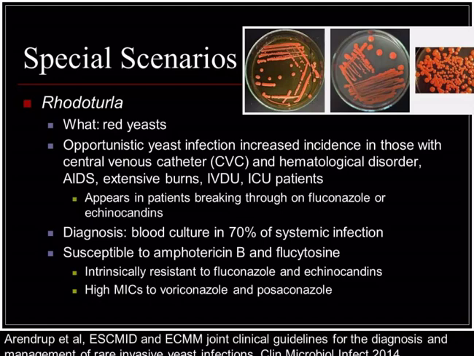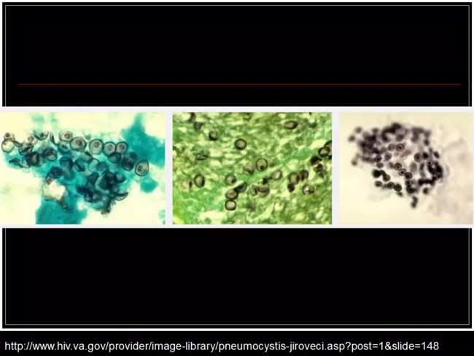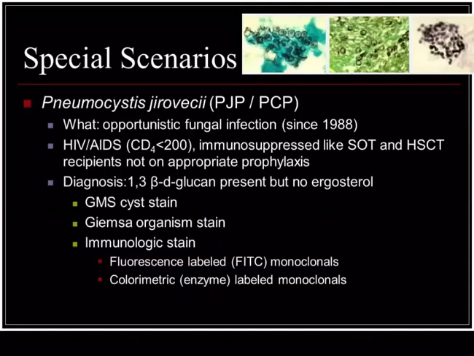Diagnosis is blood culture, positive in 70% of systemic infection. So it should very easily, if it's there, we should be able to get a positive test. It's susceptible to ampho and flucytosine, intrinsically resistant to fluke and echinocandin, which makes sense. And it has high MICs of Vori and Posa. So if you got a call about a red yeast in your patient's blood sample, ampho would be your answer. This one, silver stain, PCP or PJP, depending on where you trained.